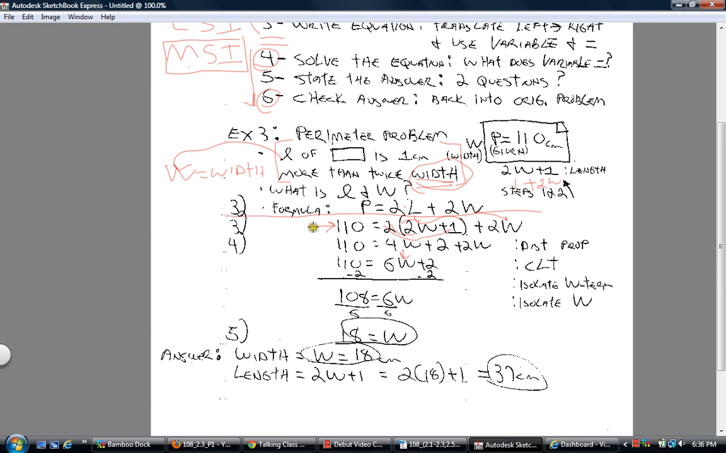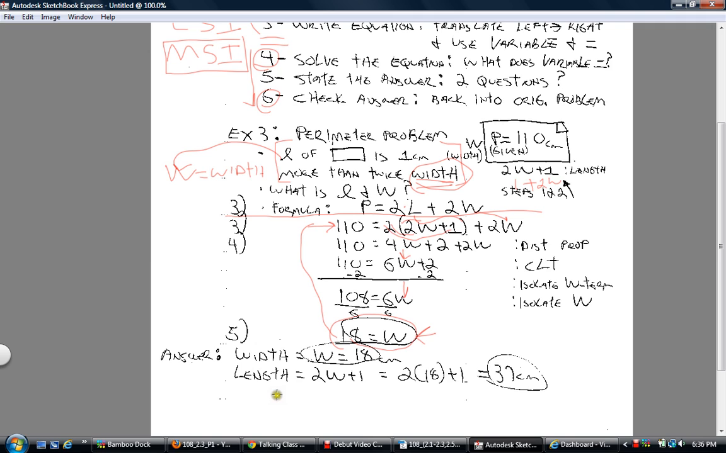Okay, so this part, from here on down, you're doing pretty good. This part's easy for students. How do you isolate the W? Divide by the coefficient of 6 on both sides, and W equals 18. 108 divided by 6 is 18. Okay, that's the width. Remember, you got to label what you solve for. W was equal to the width.